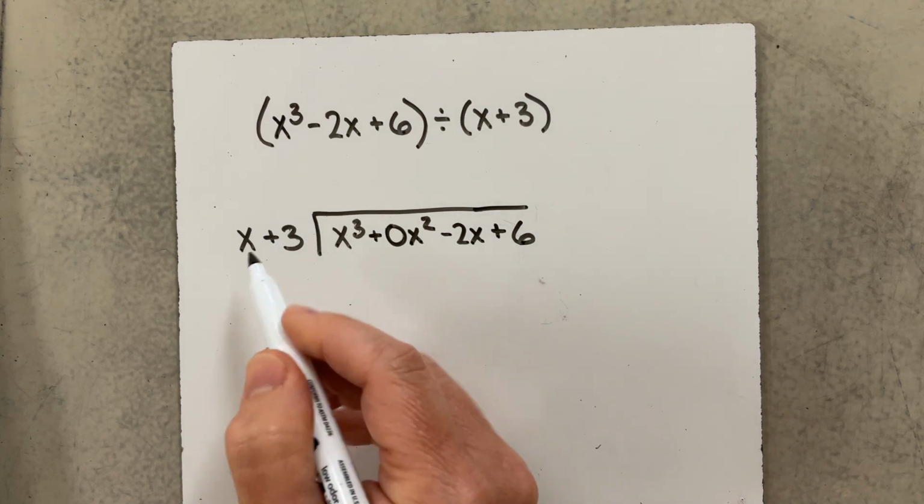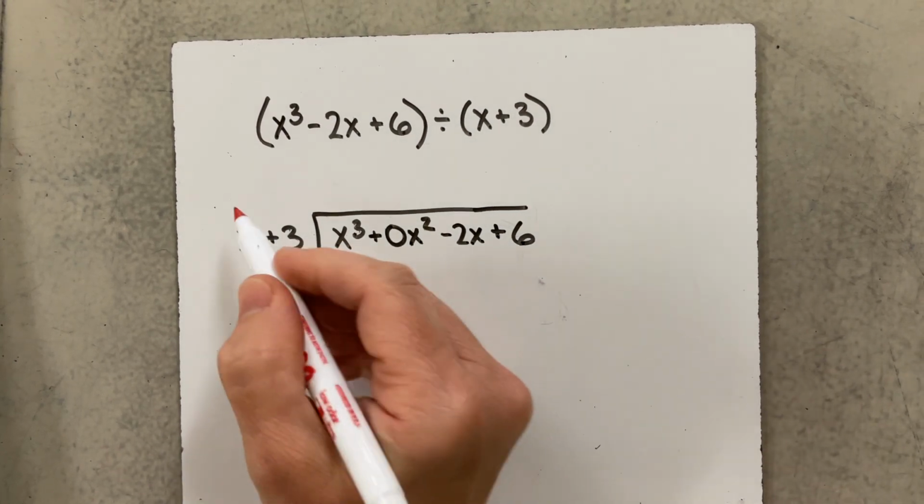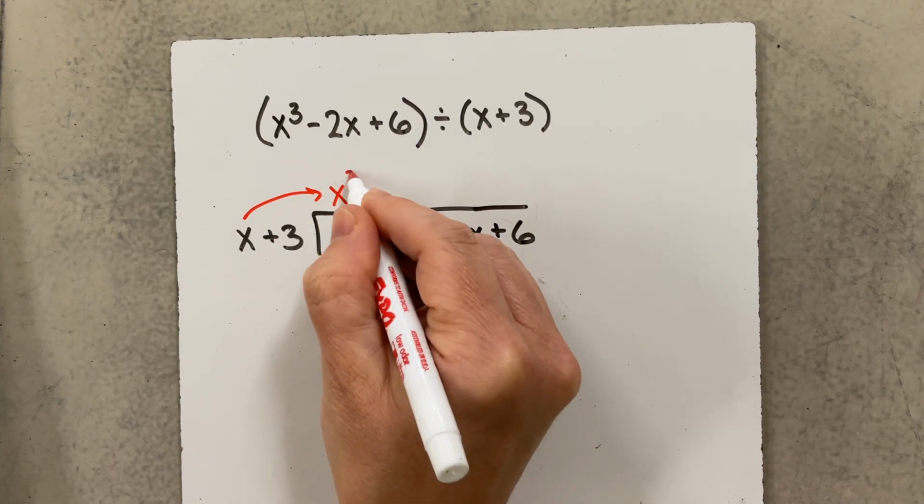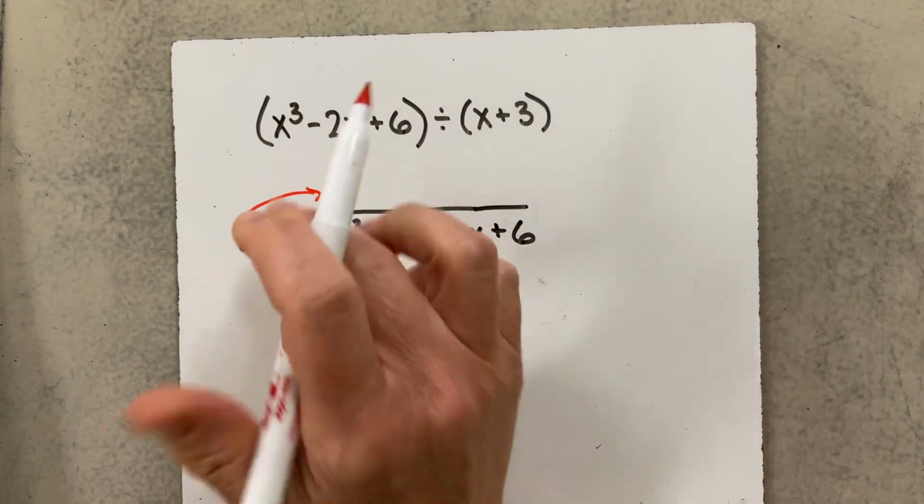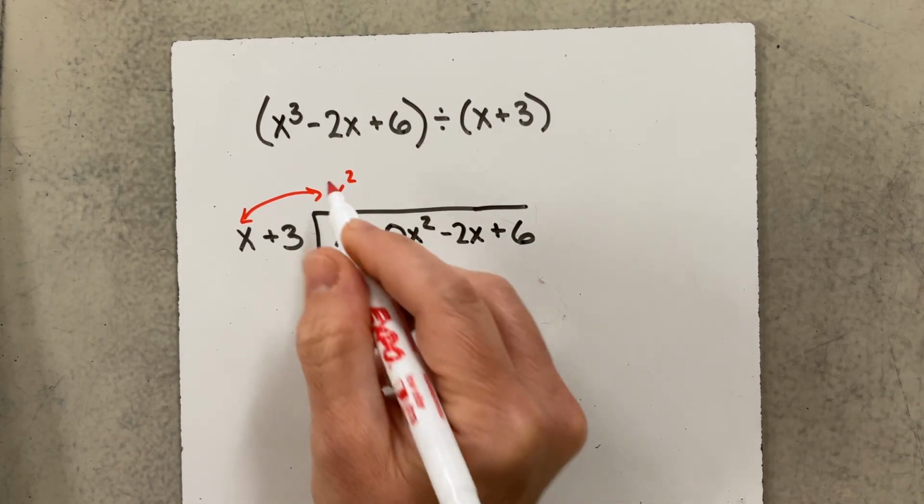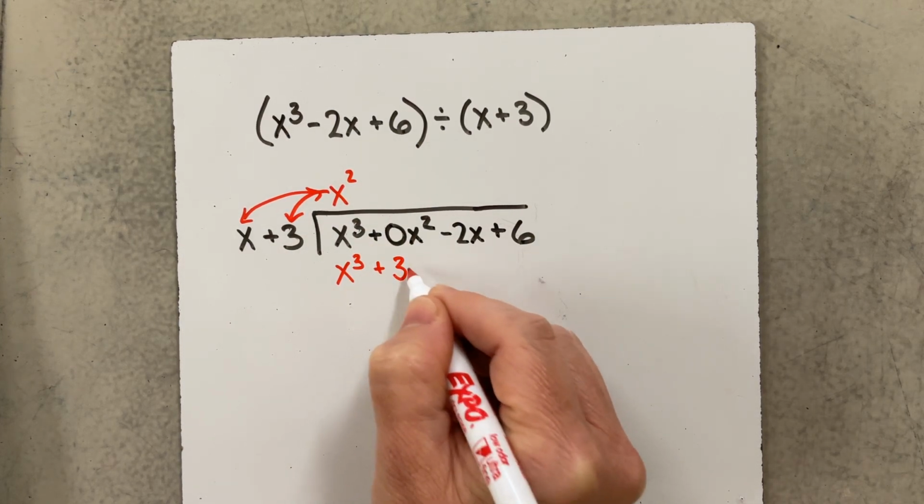Now, what I need to think about is x times what would give me x cubed. So I'm going to need an x squared. So now x squared times x is that x cubed. And x squared times 3 is plus 3x squared.